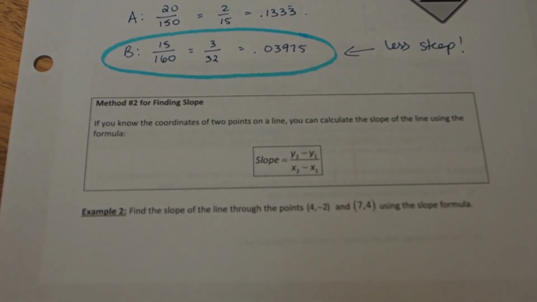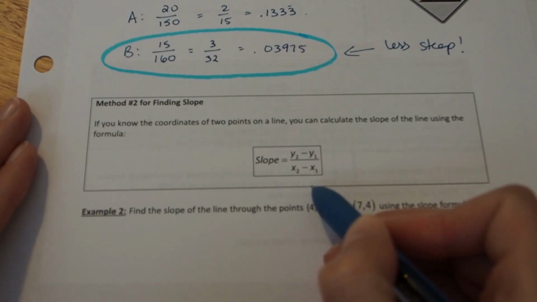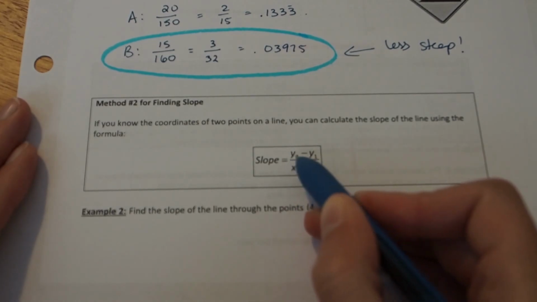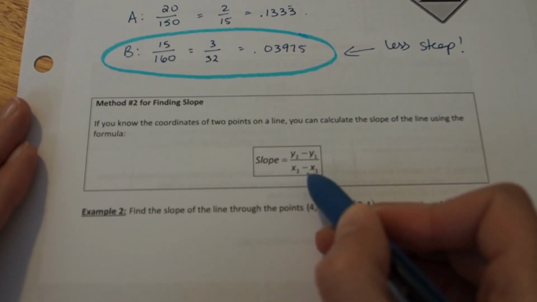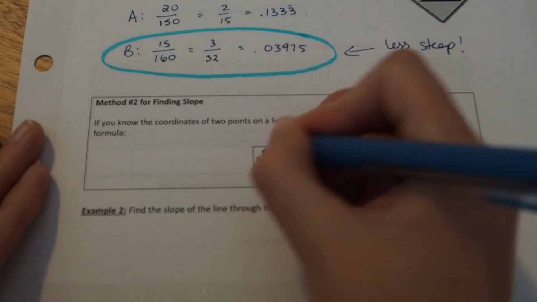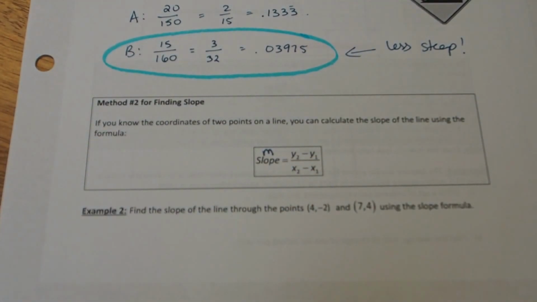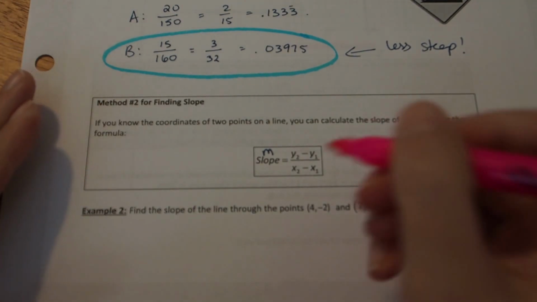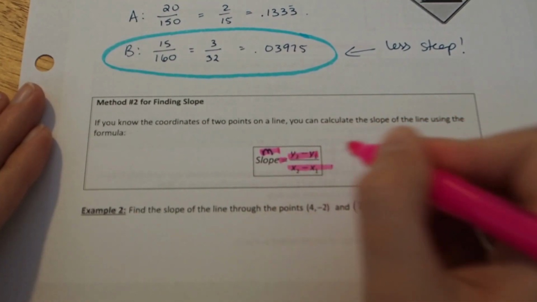The second method for finding slope is a formula: y2 minus y1 over x2 minus x1. That's calculating the change in vertical distance by subtracting the two vertical coordinates over the change in horizontal by subtracting the two horizontal coordinates. Slope is often represented by the letter m, so you'll often see this formula written as m equals y2 minus y1 over x2 minus x1. We use the letter m mostly because we can't use the letter s, because s's and 5s look very similar, especially if you've got sloppy handwriting.